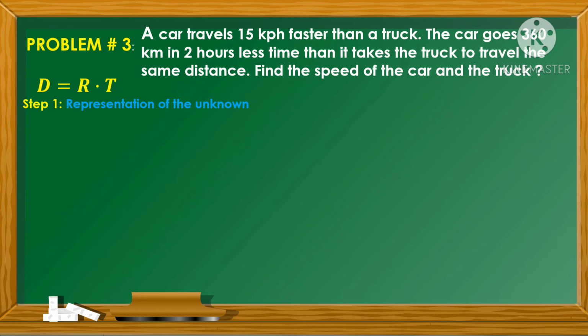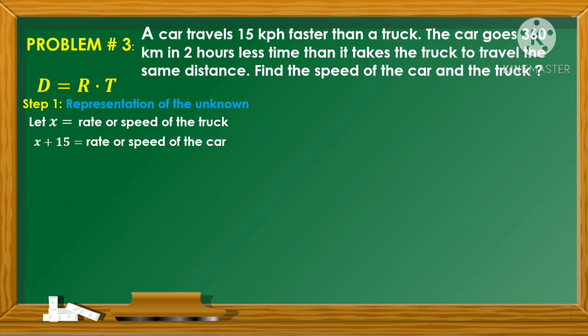Unfortunately, we do not know the rate of the truck. Kaya iyon ang i-represent natin ng variable. So, let x be the rate or the speed of the truck. So, yung x. Kung x yung rate or speed ng truck, so therefore, x plus 15 naman yung rate ng car. Kasi sabi na, a car travels 15 km per hour faster than the truck. So, mas mabilis siya ng 15 kph. Okay?